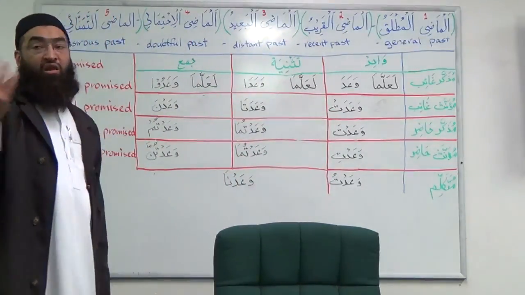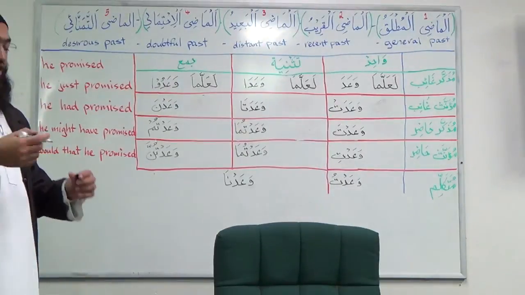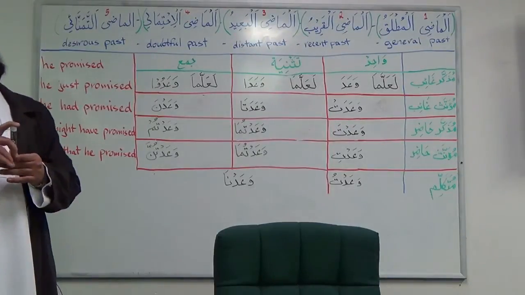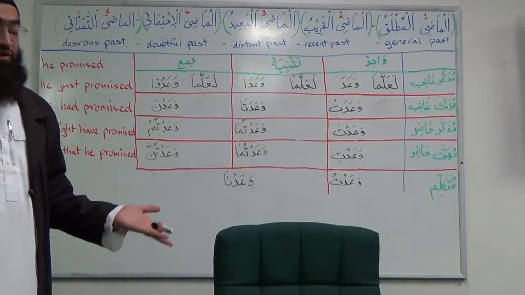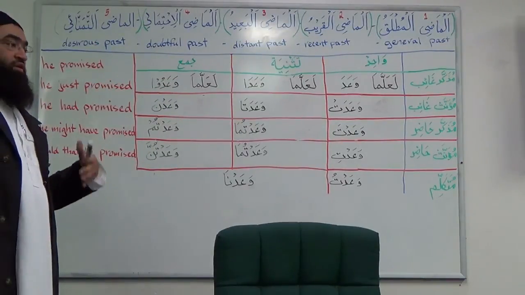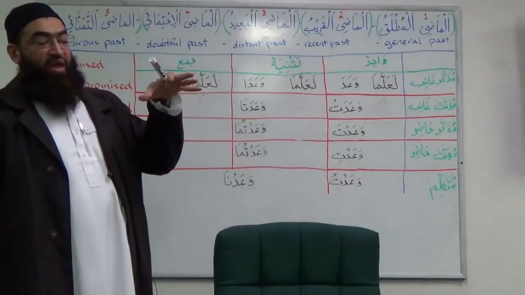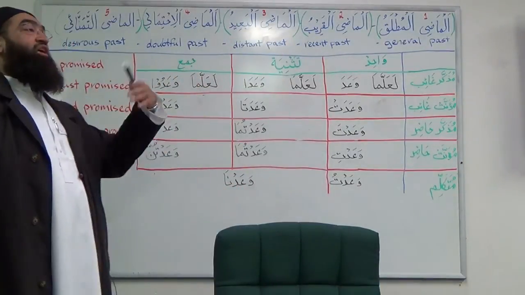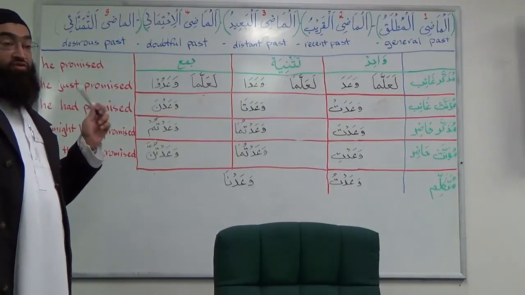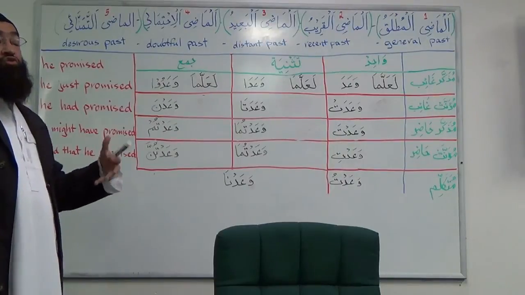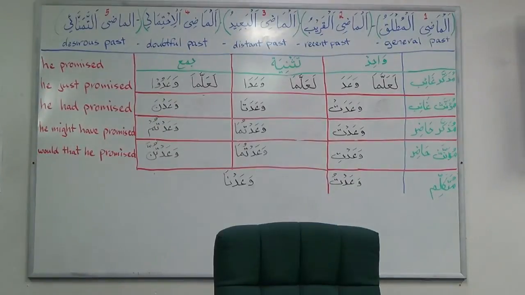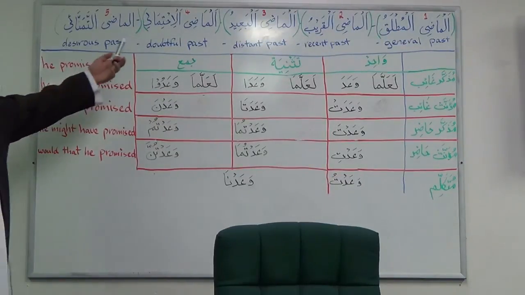So, لَعَلَّهُمْ, it comes in the Quran, يَا أَيُّهَا الَّذِينَ آمَنُوا كُتِبَ عَلَيْكُمُ الصِّيَامُ كَمَا كُتِبَ عَلَى الَّذِينَ مِنْ قَبْلِكُمْ لَعَلَّكُمْ تَتَّقُونَ. O you who believe, fasting has been made mandatory upon you, just like it was made mandatory upon the people before you, so that you might achieve taqwa. So it has might in it. It has a doubt in it.